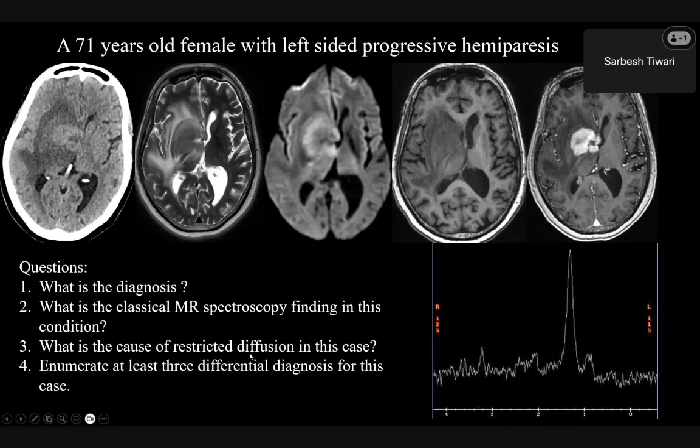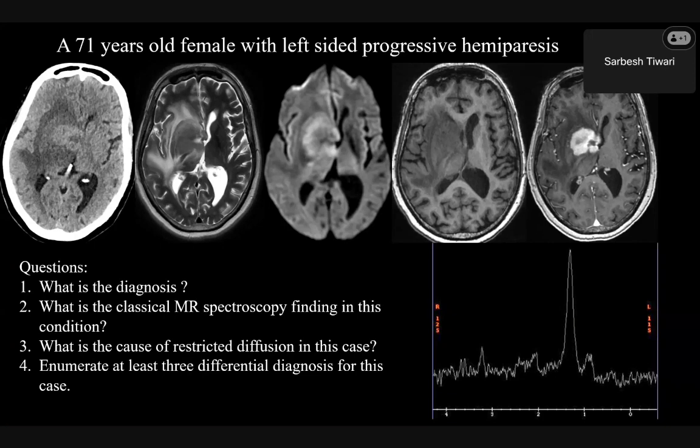Why do you see restricted diffusion in primary CNS lymphoma? What's the cause of restricted diffusion in primary CNS lymphoma? It is highly cellular. All right. Because it is hypercellular, that's why you see a hyper-attenuating signal on the plain CT scan. You have a hypo-intense signal on the T2, and it shows diffusion restriction. Excellent. Everybody is doing very, very good.